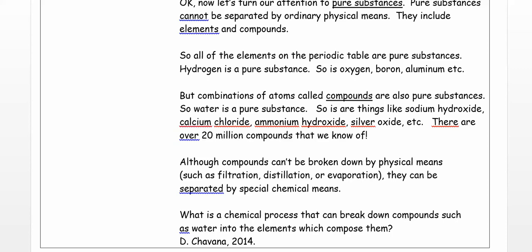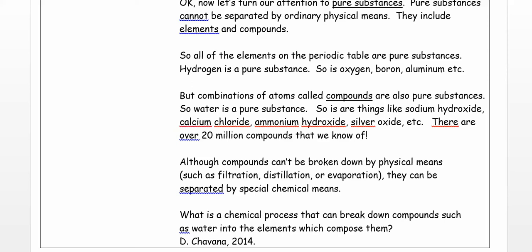I want to welcome you to the second installment of part one. We're talking about matter. We've looked at the mixtures, and now we want to turn our attention to pure substances. Pure substances cannot be separated by ordinary physical means, like we saw in our last installment of Unit 1. They include elements and compounds. So elements and compounds are pure substances.